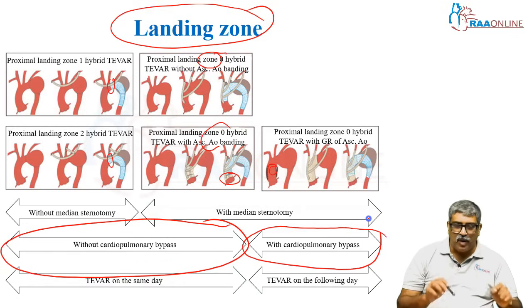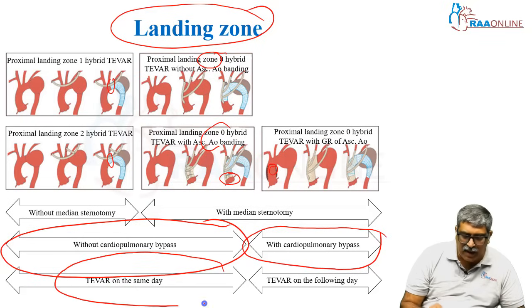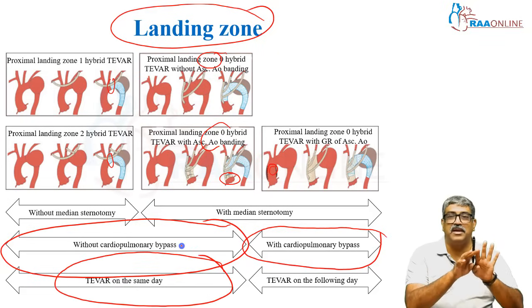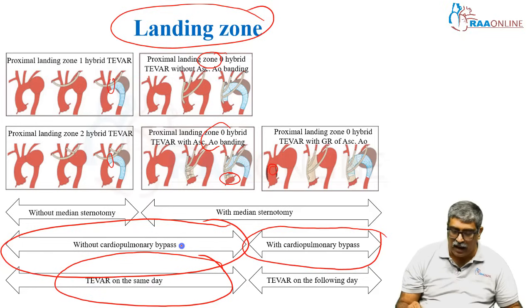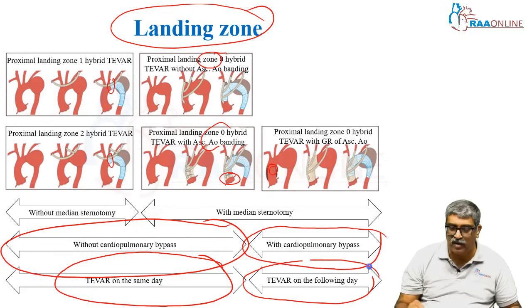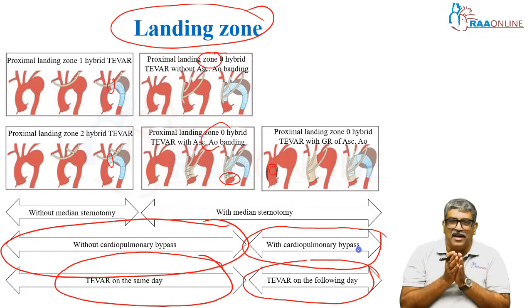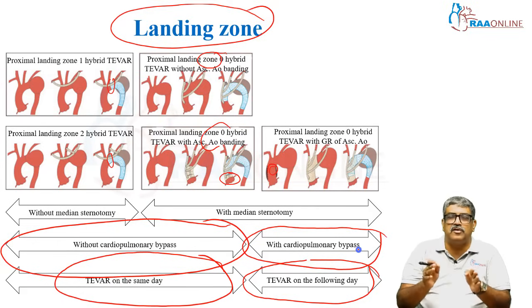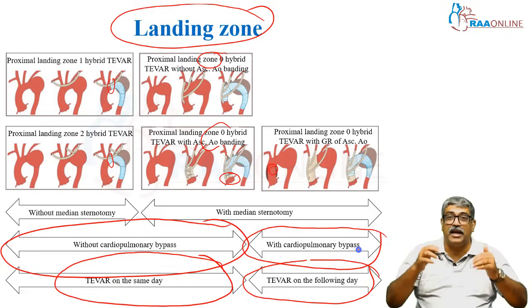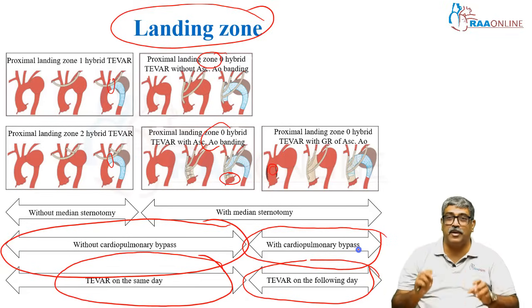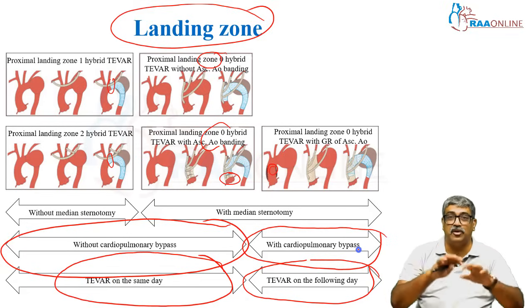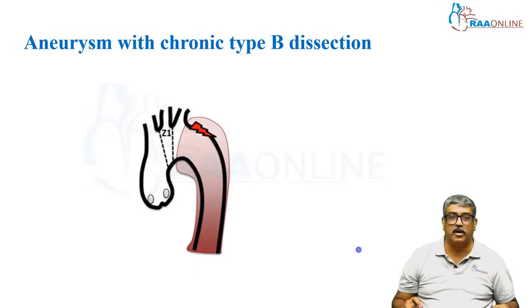TEVAR can be done on the same day if cardiopulmonary bypass is not involved. And TEVAR has to be done on the following days if cardiopulmonary bypass is being utilized. This is the normal course to follow for hybrid arch repairs, depending upon the landing zone and whether you use cardiopulmonary bypass or not and whether you use sternotomy or not.